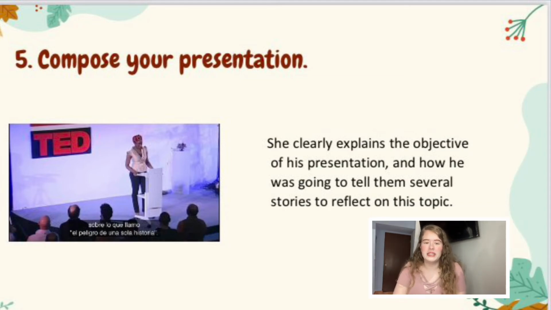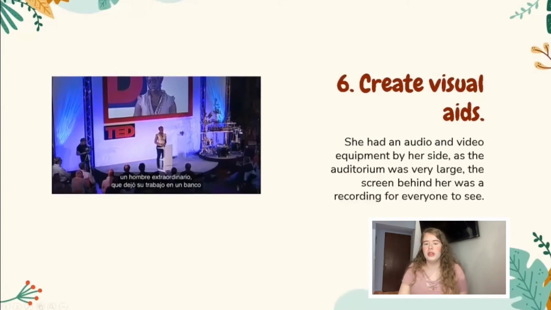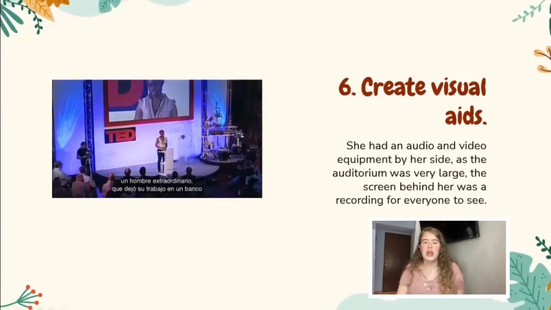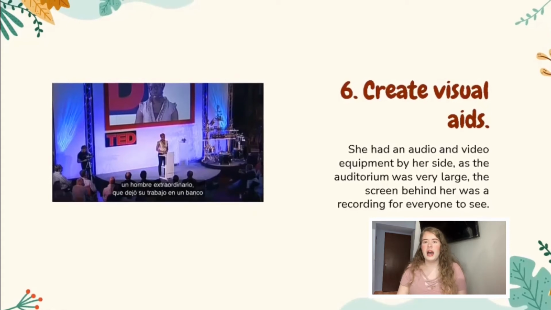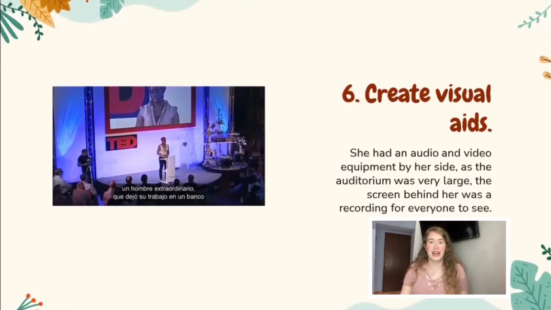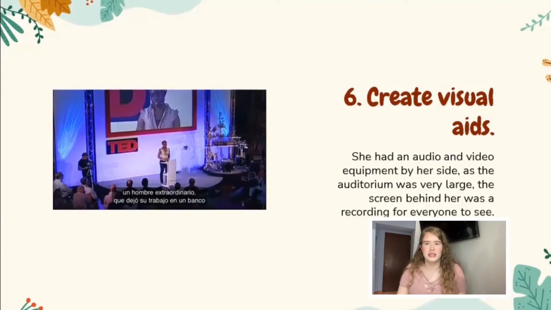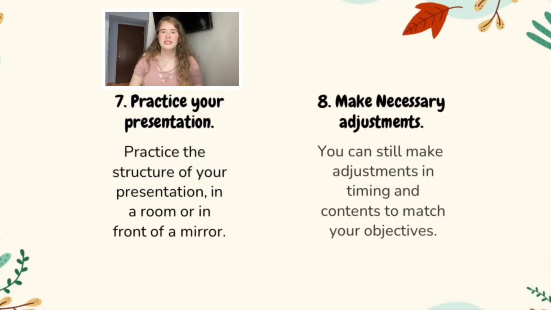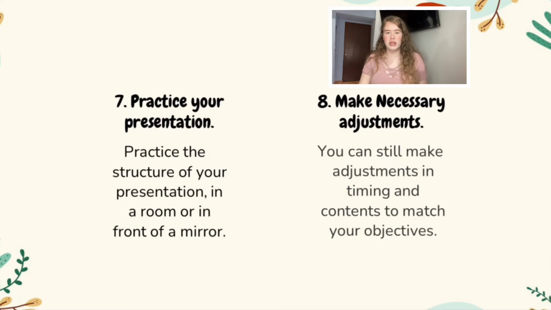Sixth, create a visual aid. She had a very big audience, so an audio and video system was essential in this presentation. In her presentation, they played her while they recorded with a camera, so it's very important to check these little details. Seventh, practice your presentation. It shows that she practiced the topic, she was fluent, and she didn't need to read the cards because she was passionate about what she wanted to say. Eighth, make necessary adjustments. If she believes that she should remove or add more information anywhere, she can do it.